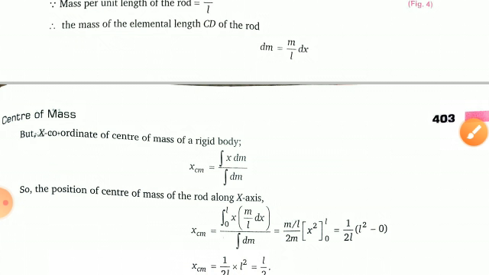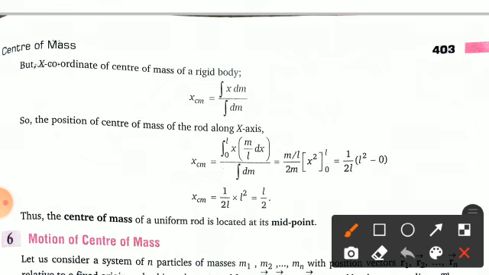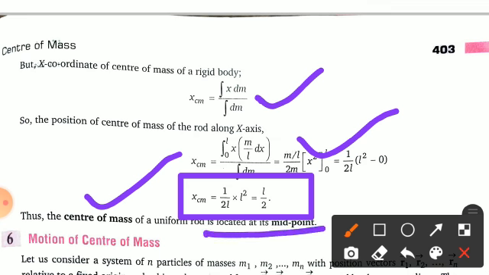Now you can see here, the x coordinate of the center of mass of a rigid body. If we write the x coordinate as we did in the above topics, then xcm is equal to the integration of x dm by the integration of dm. So the position of the center of mass of the rod along the x-axis, you can write it like this. And after solving all the expressions, we get the center of mass on the x-axis equal to L by 2. So we can say that the center of mass of a uniform rod is located at its midpoint. This is the important one.